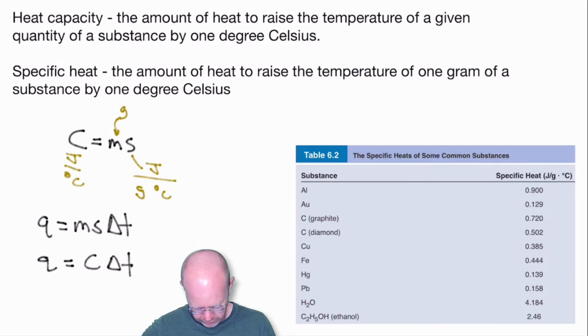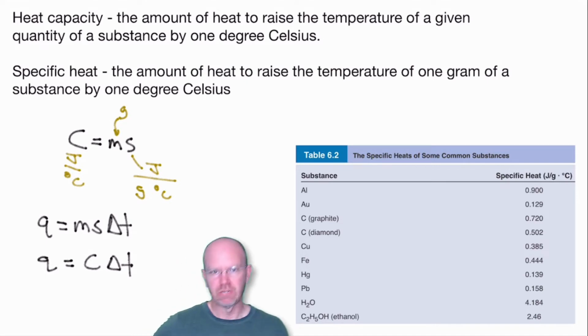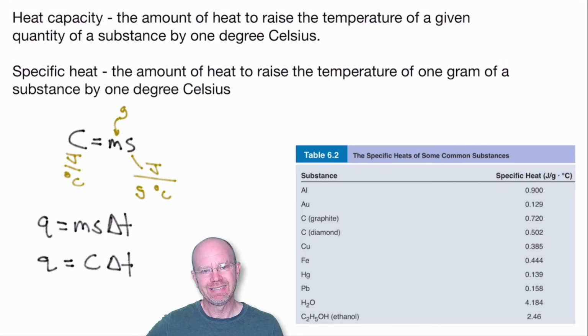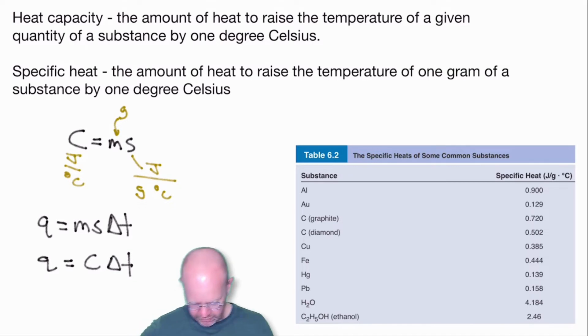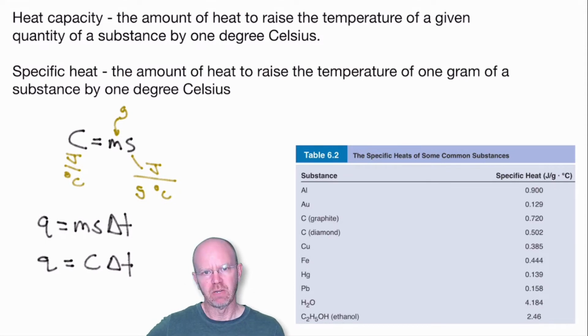So here's a really short table of heat capacities. What you'll see, importantly, is water's down here close to the bottom. It has a very high specific heat, meaning it takes 4.184 joules per gram of water to raise it 1 degree Celsius. Notice there are lots of other things here, like metals, like aluminum. It's 0.9 joules per gram degree Celsius. Here's carbon, 0.5 or 0.7, depending on its form, joules per gram degree Celsius.